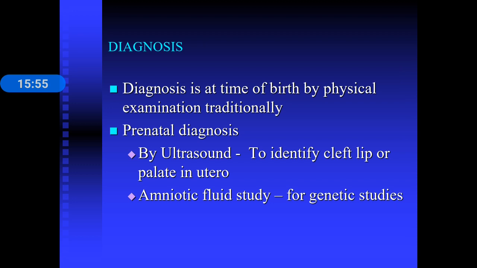So diagnosis. Traditionally, diagnosis is at the time of birth by physical examination. But over the last years, prenatal diagnosis is possible due to the advent of ultrasound. So by ultrasound, and today you have the 3D and 4D ultrasound, you can identify cleft lip or cleft palate in utero. Then when identified, an amniotic fluid study will be done to rule out chromosomal abnormalities with genetic studies. So what's the treatment of cleft lip?